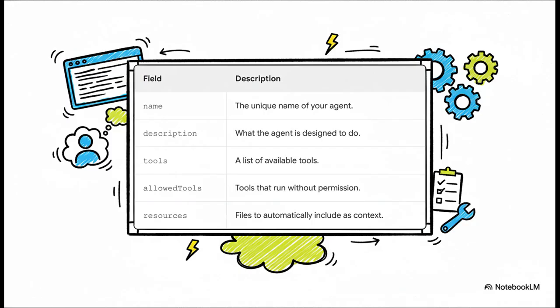And if you're thinking, oh no, configuration files, don't worry. It's just a simple little JSON file. You give your agent a name, describe what it does, and then you just define the rules. What tools can it use? Which of those can it run without bugging you? And what project files should it always know about?